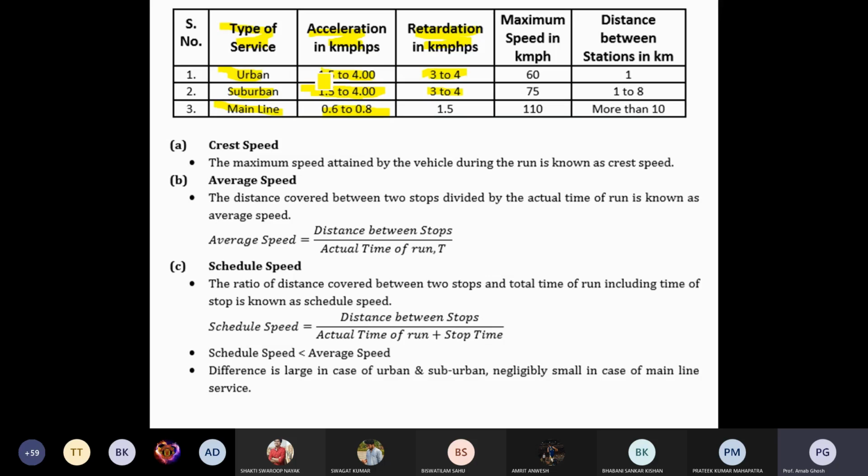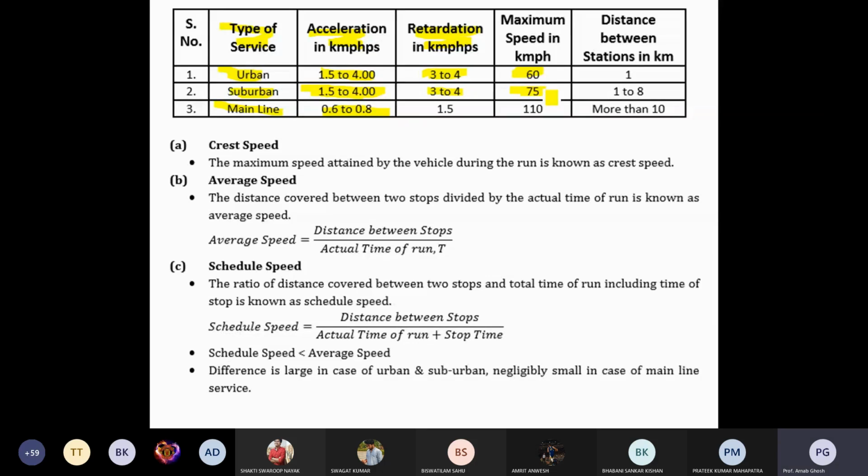The distance between stations in urban is normally 1 kilometer to 5 kilometers, and for suburban it is not more than 10 kilometers. So the first one is less than 5 kilometers, and the second one is less than 10 kilometers. For mainline service, the retardation is 1.5 kilometers per hour per second, and the maximum speed is 110 kilometers per hour. The distance between stops is more than 10 kilometers, and it will maintain that value.